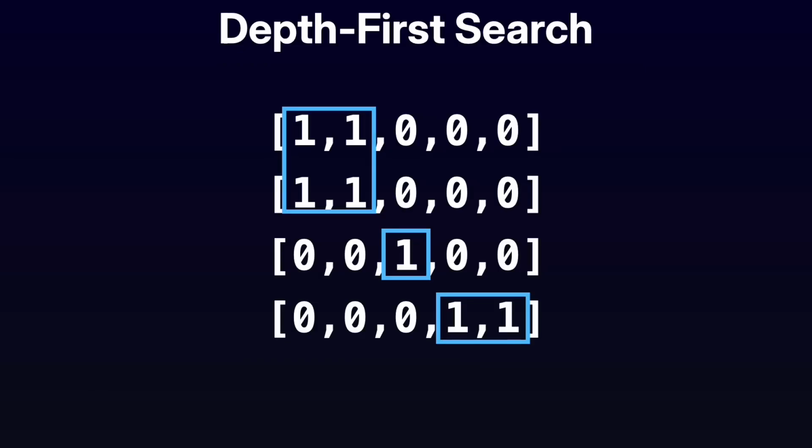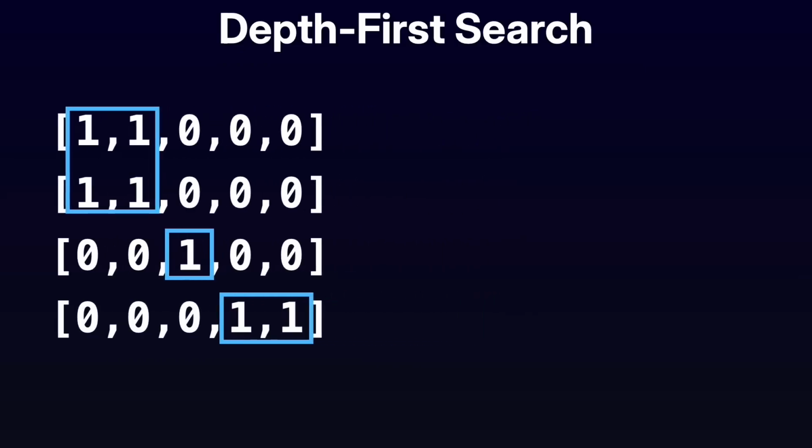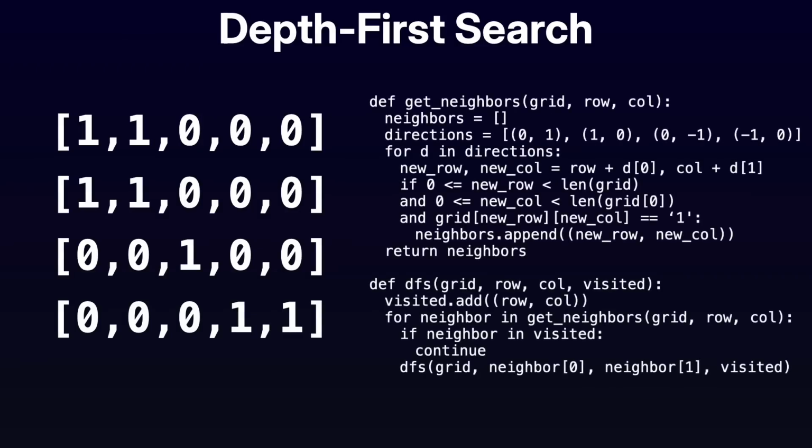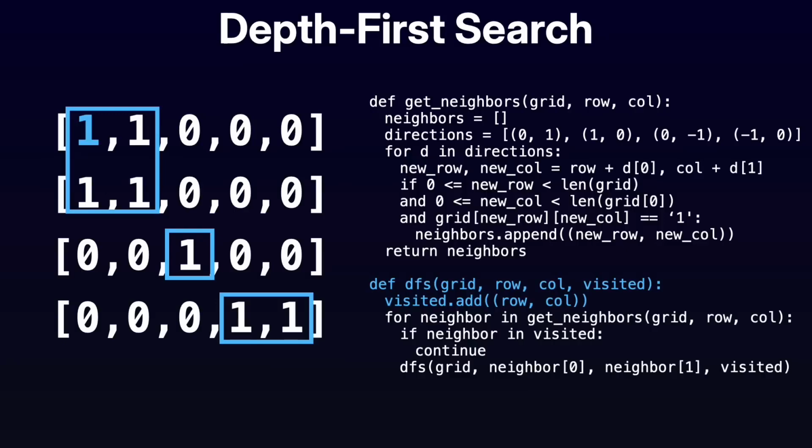We can solve this problem using DFS to explore each island. The idea is to iterate through each cell in the grid. When we encounter a 1, land, it indicates the start of an island. From there, we perform DFS to visit all connected ones, all parts of the same island, by exploring the neighboring cells in all 4 directions as deep as they go.